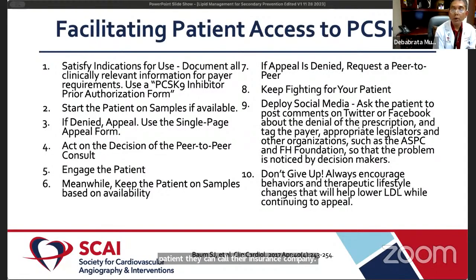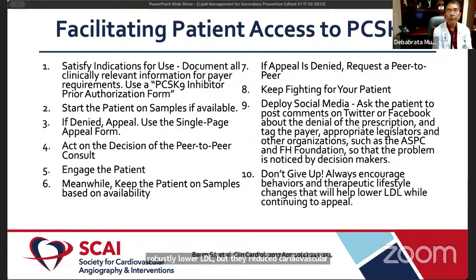The patient is the most important individual here. If appeal is denied, request a peer-to-peer. Keep fighting for your patient. Deploy social media. Ask the patient to post comments on Twitter, Facebook, pushing the insurance company about the denial. And don't give up. Encourage the patient. Continue to work with the insurance company. These agents not only robustly lower LDL, but they reduce cardiovascular events significantly.